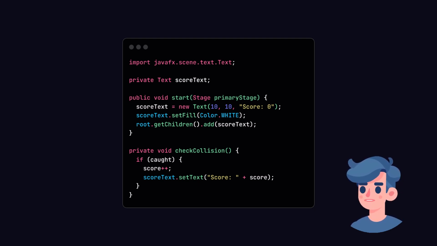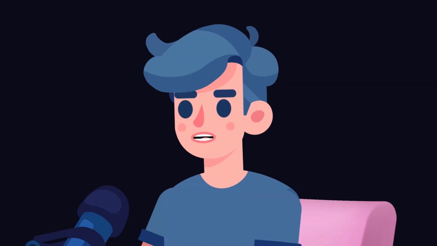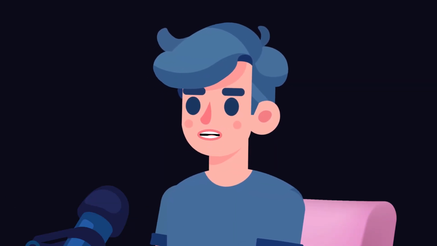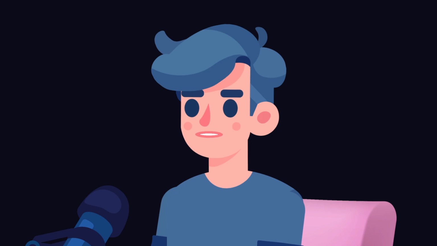You can also display this score in the game window. This gives visual feedback to the player by showing their current score on the screen. You can style the text and its position for a better aesthetic.